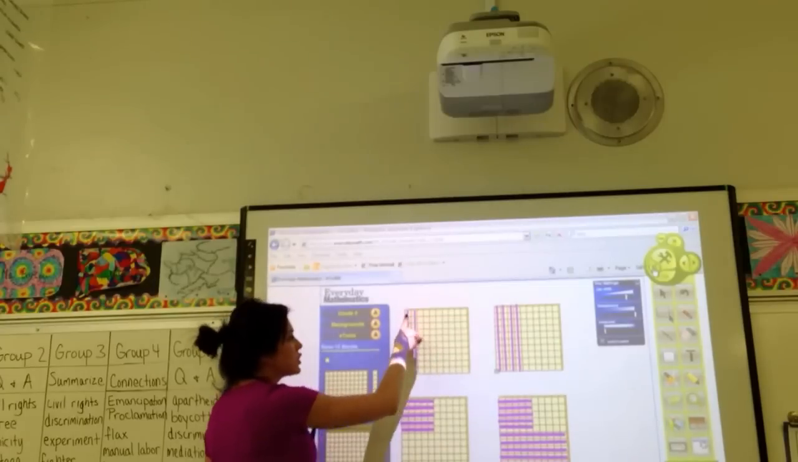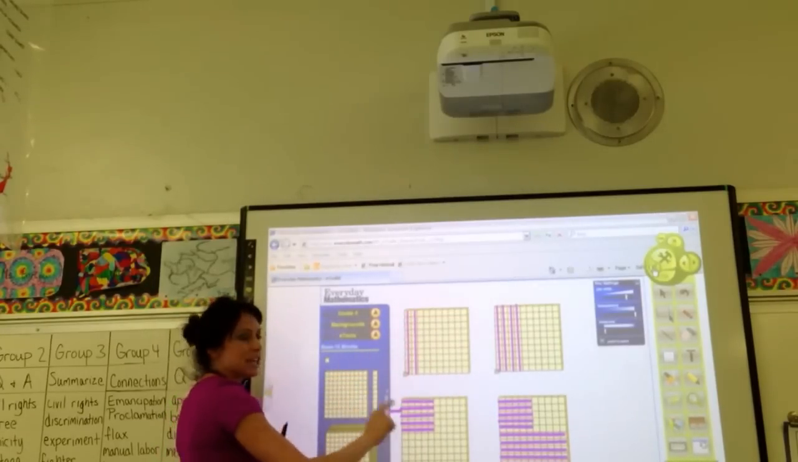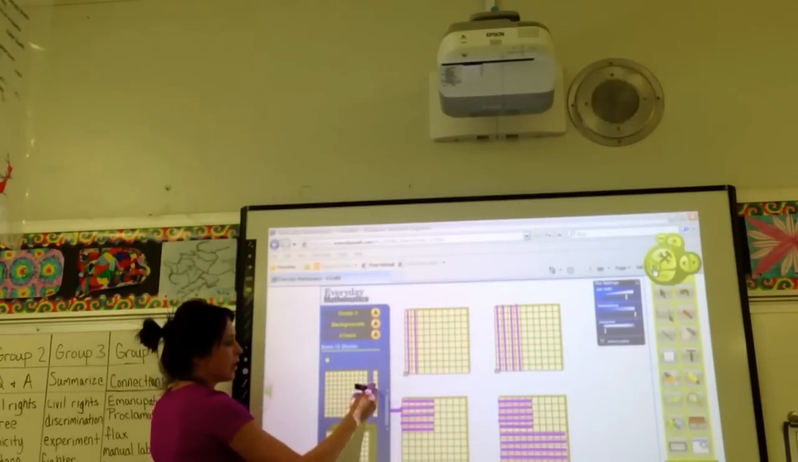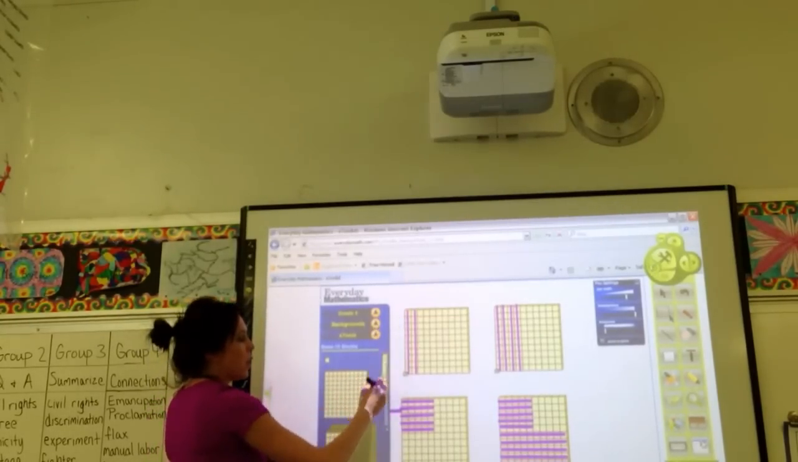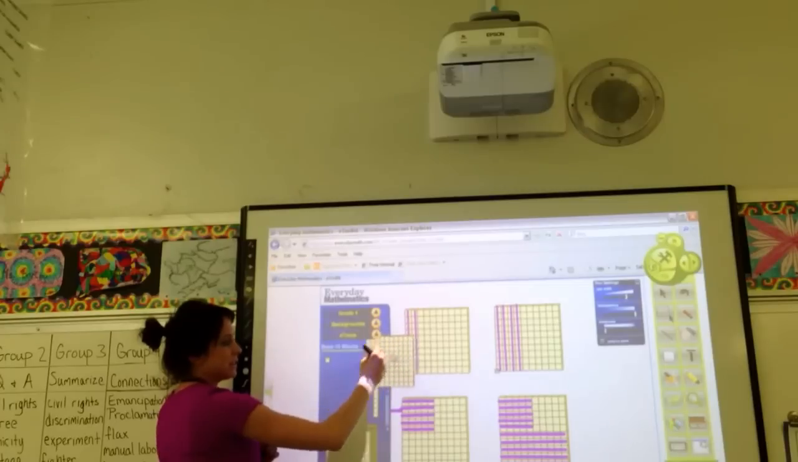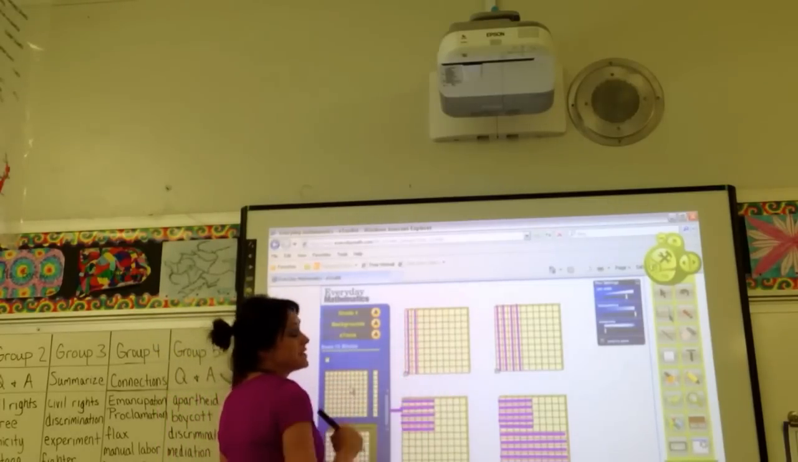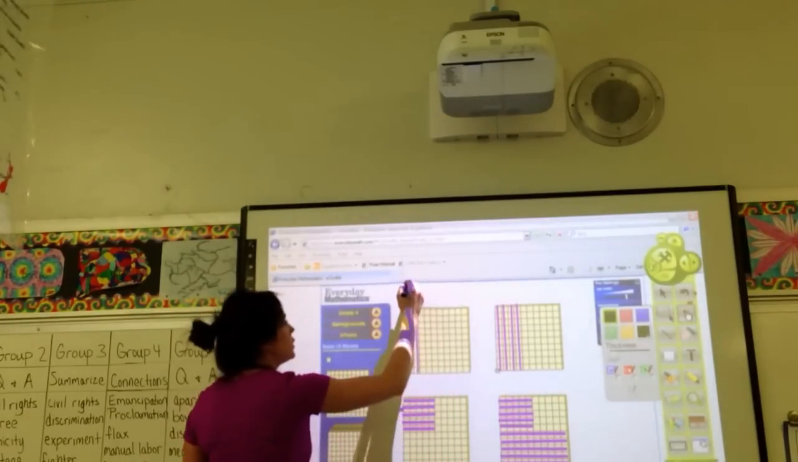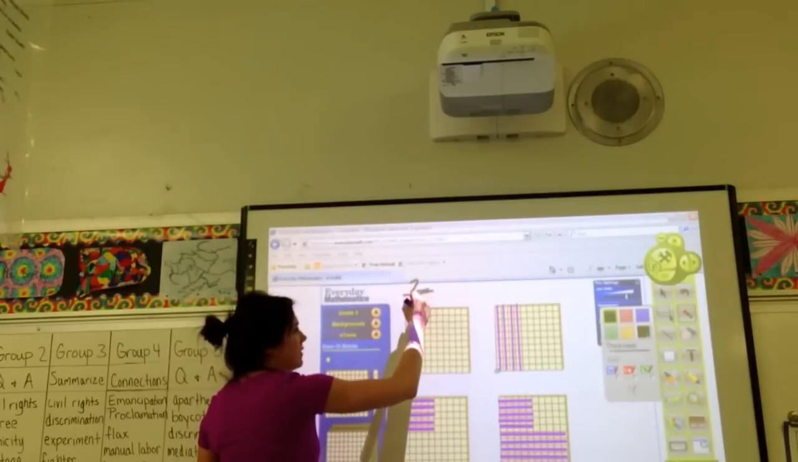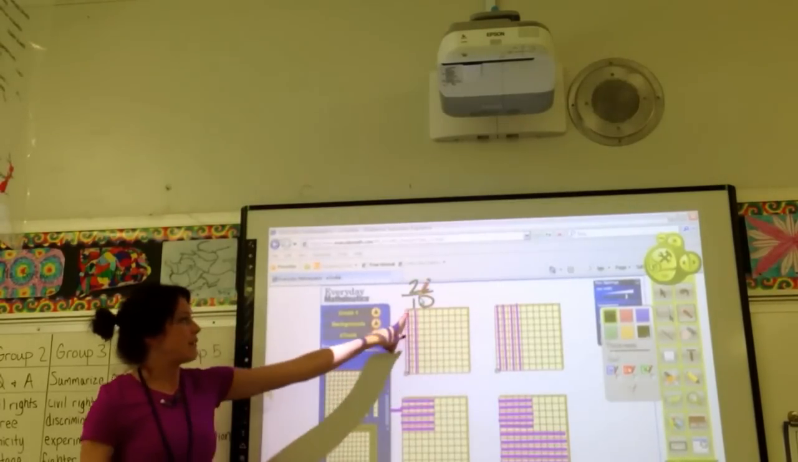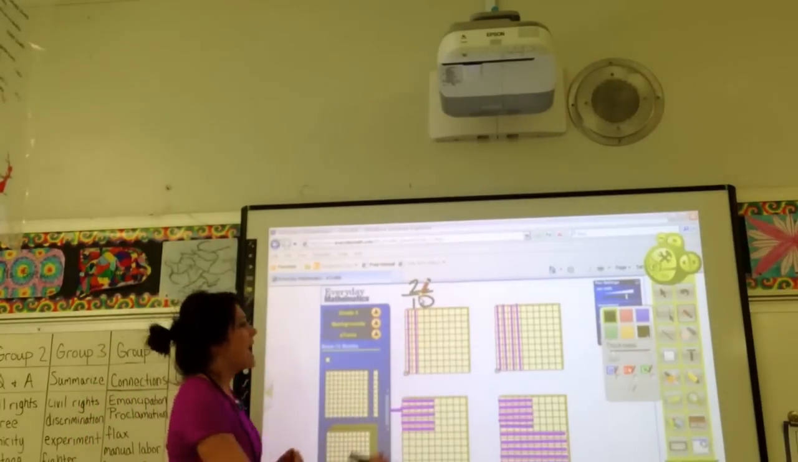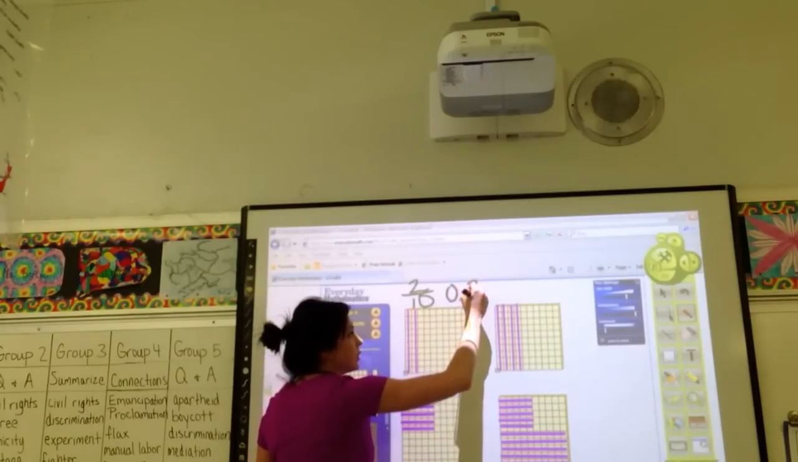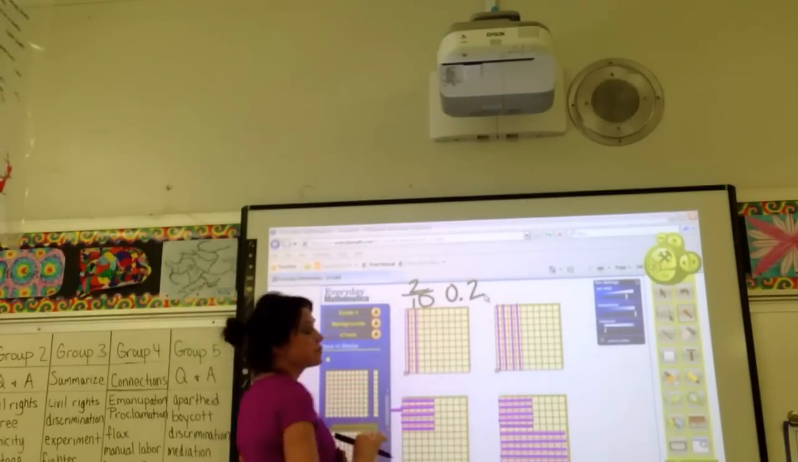And right now I've got 2 longs shaded in. So I have 2 out of 10 longs. 10 longs, this is a long, 10 longs make up 1 flat. This is a flat. So right now I've got 2 out of 10 shaded in. So that would equal 2 tenths because I have 2 out of 10 shaded in. And to write that as a decimal, I would write 0.2.